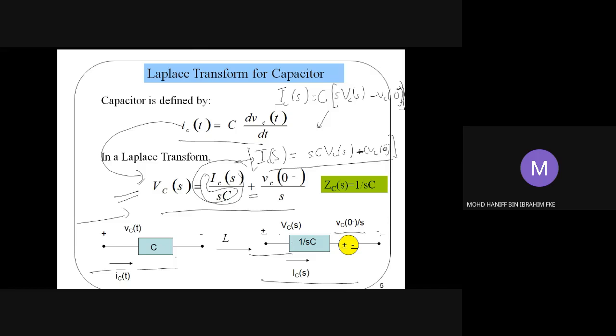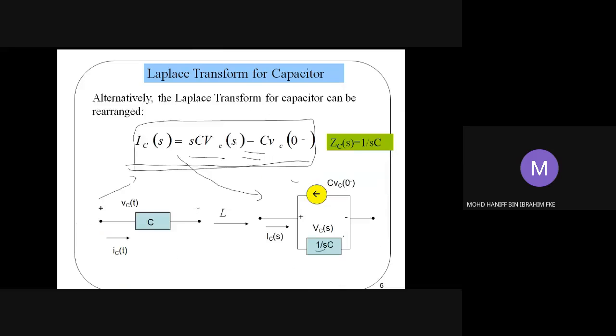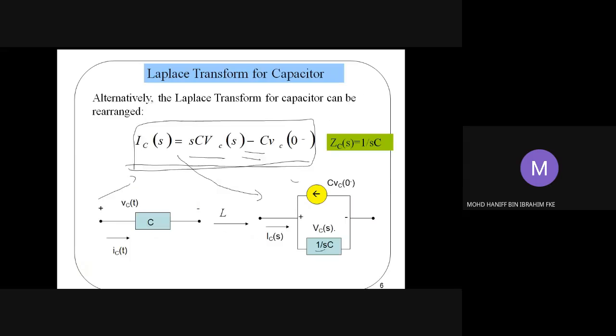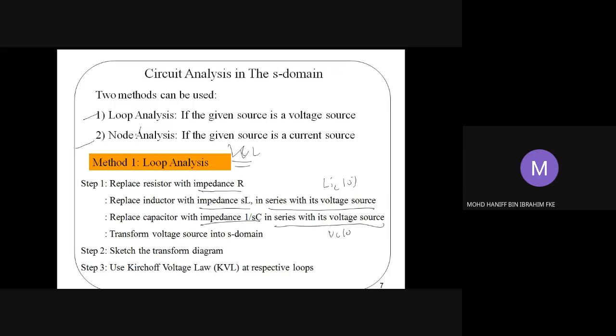So, following the direction of the voltage drop of VCS, this is what is given by this equation, this statement here. This is the voltage source of Li 0 negative. And for the capacitor, the voltage source is Vc 0 negative divided by S. This is the thing that needs to be understood.